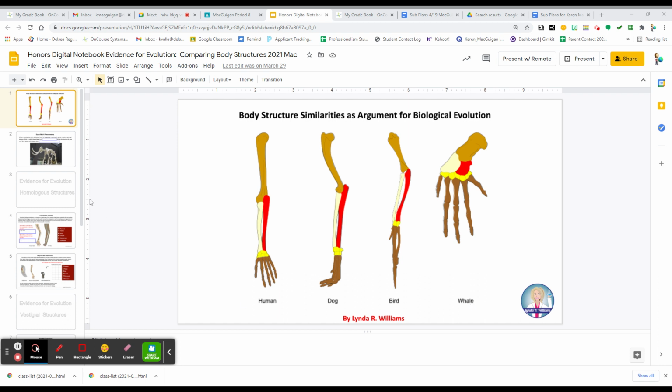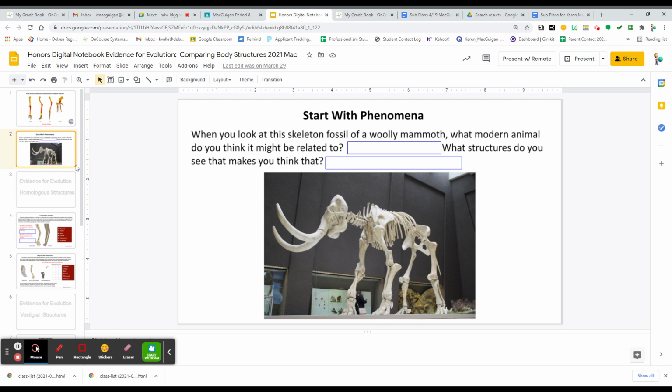a common ancestor. So if you look at slide number 2, it says when you look at the skeleton fossil of a woolly mammoth, what modern example do you think it might be related to? Just looking at the structure, so you'll just type in the box right there. And then what structures do you see that makes you think that? So is it the body structure, is it the leg bones, is it the tusk? Why do you think that?